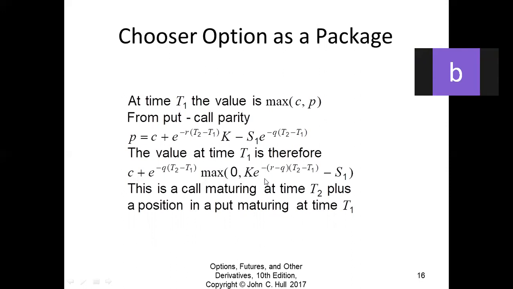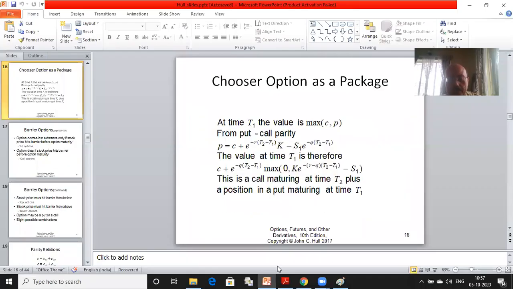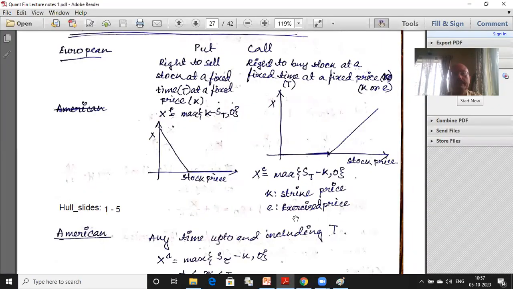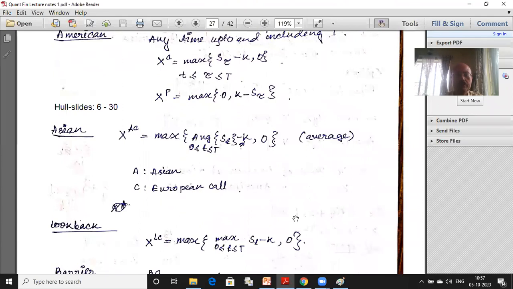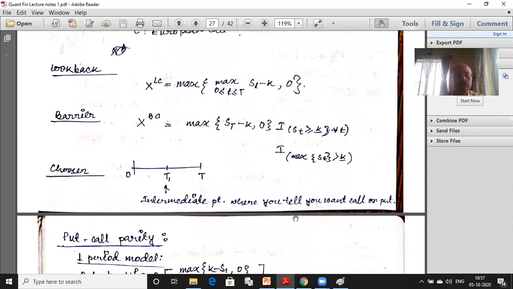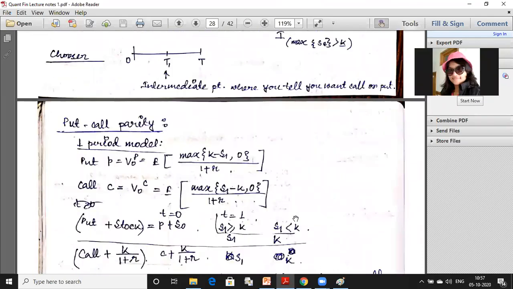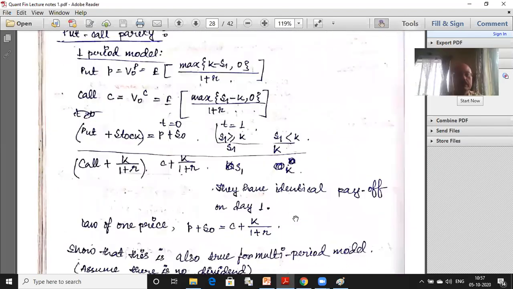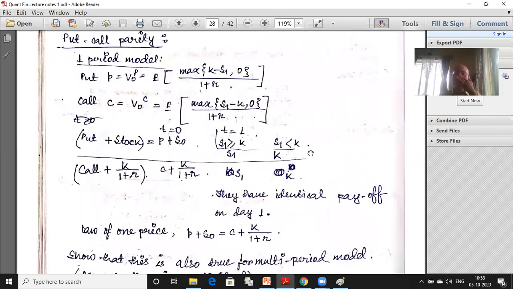Yes, sir. So I think this is a good time to talk about put call parity. Put call parity is a very important result. So let us understand put call parity because we are already talking about it, and then we will go back to the packages.